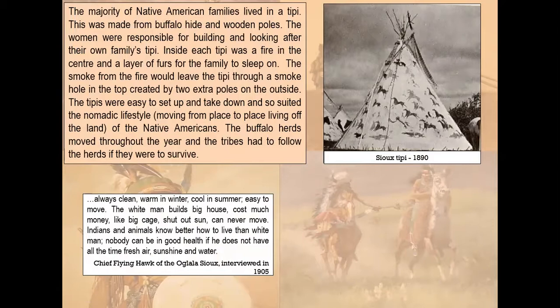Always clean, warm in winter, cool in summer, easy to move. The white man builds a big house. Costs much money. Like big cage, shut out sun, can never move. Indians and animals know better how to live than white man. Nobody can be in good health if he does not have all the time fresh air, sunshine, and water.